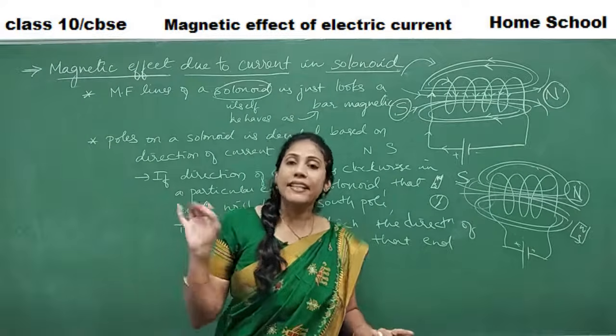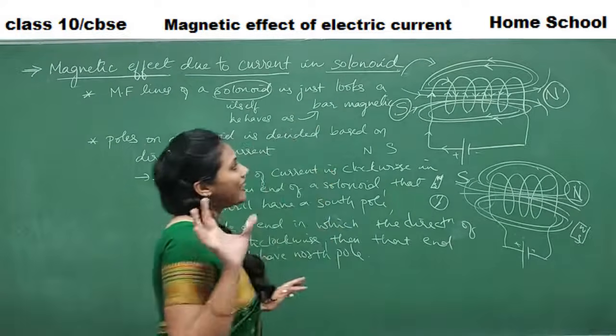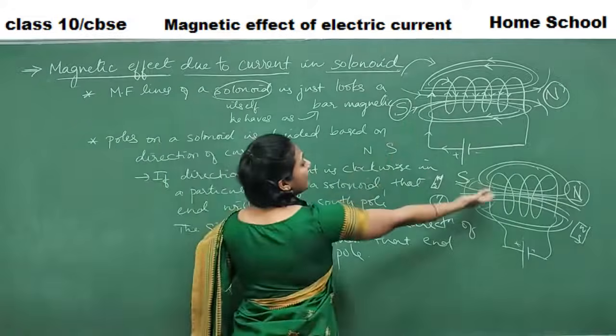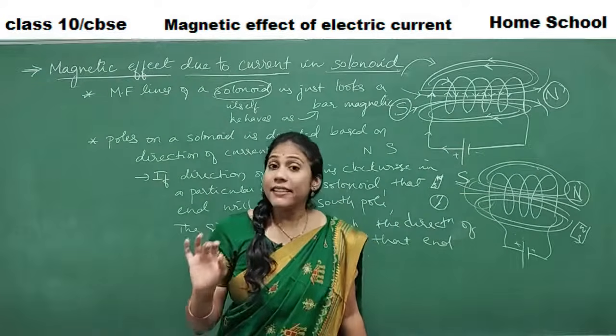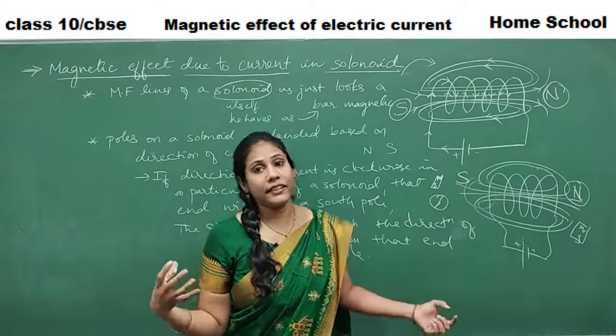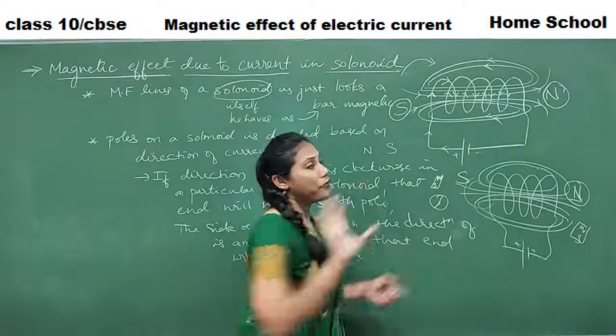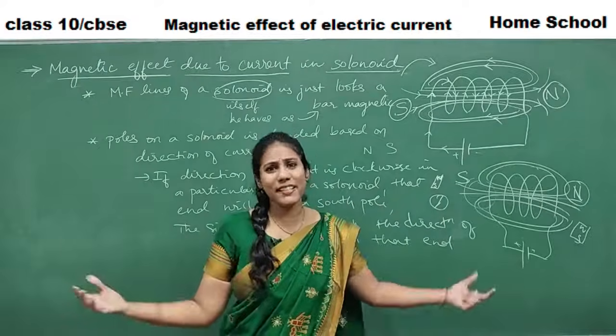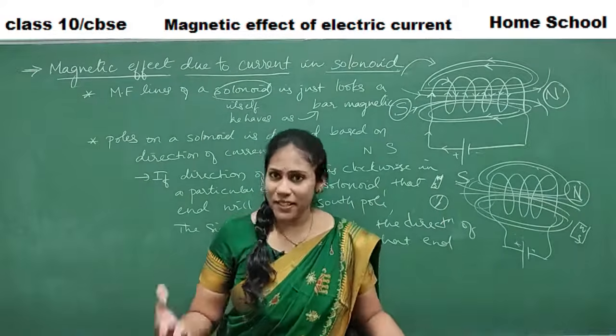Now let us study the factors affecting the magnetic field in a solenoid. See guys, this magnetic field actually depends on certain factors like current, the length of a coil, many things are there. So let us discuss all of them one by one.